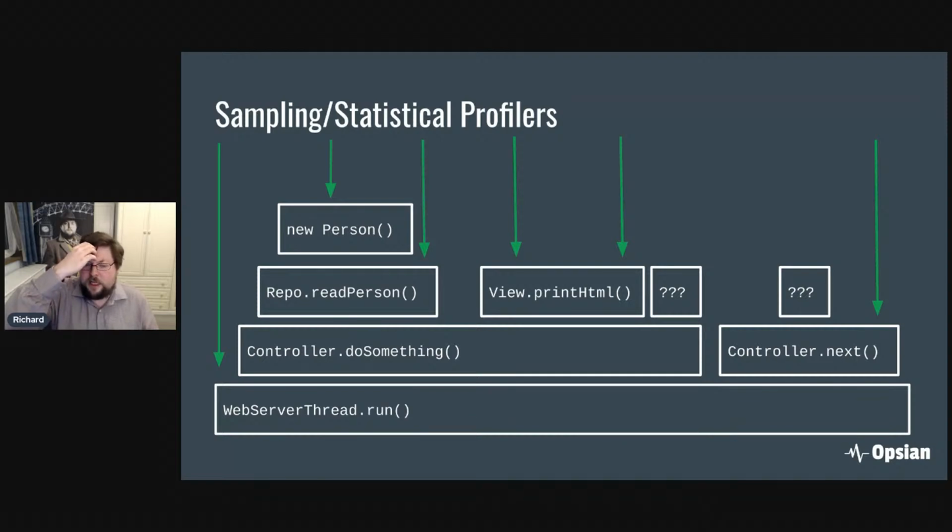Then there's sampling or statistical profilers. Sampling profilers periodically interrupt the threads within your system, and they sample the stack at that point in time. So they say, what's running on this thread now?